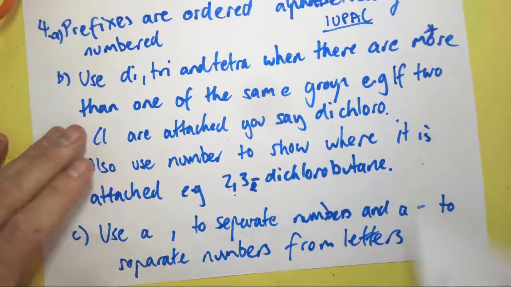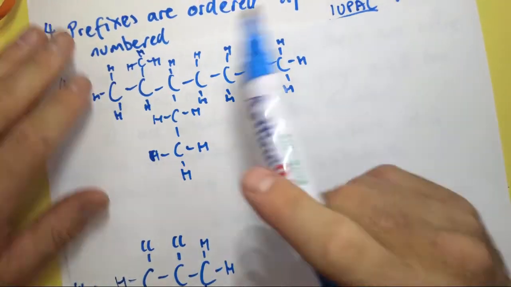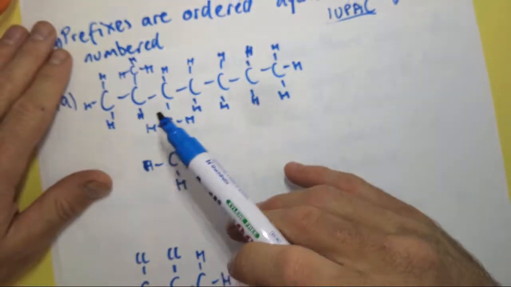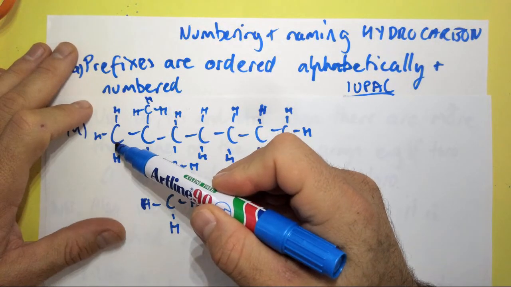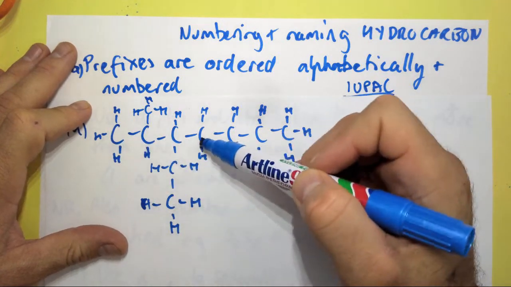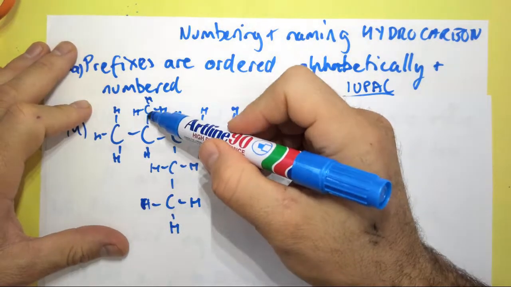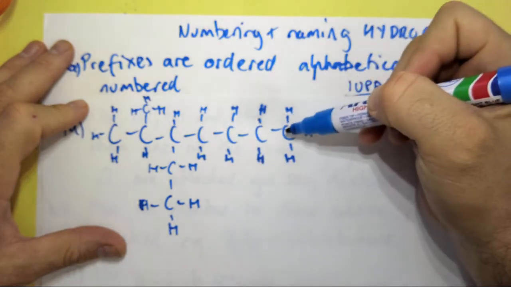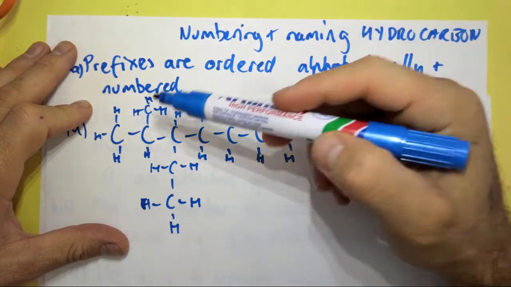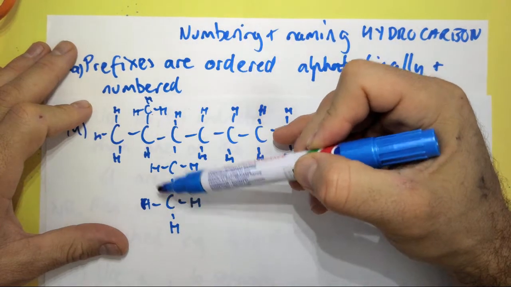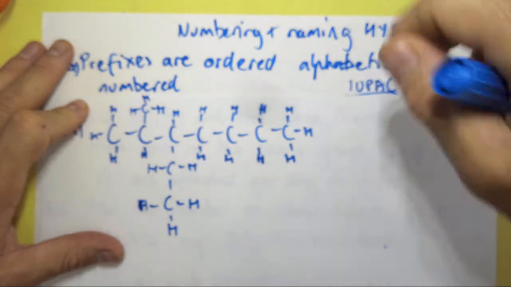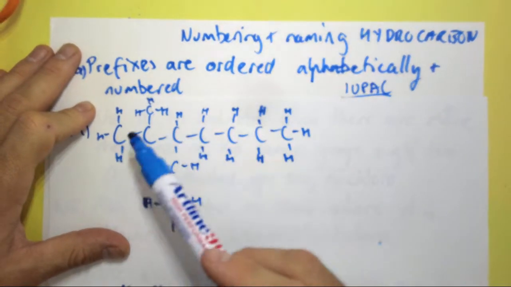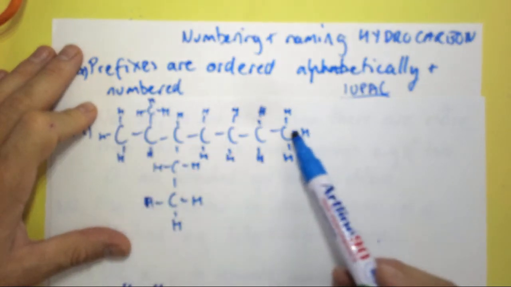So let's do an example of 4a. So prefixes are ordered alphabetically and numbered. We're going to bring all of our rules in. So find the longest chain. Rule number 1. 1, 2, 3, 4, 5, 6, 7 is possible. We can go straight across, or 1, 2, 3, 4, 5, 6, 7. There's another 7, so we've got to decide which one's which. So our longest chain is 7.